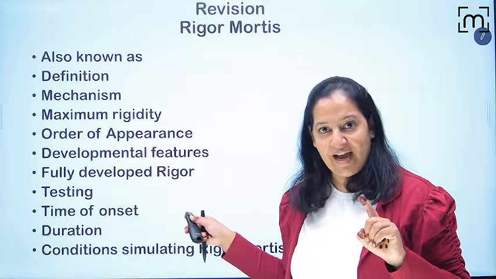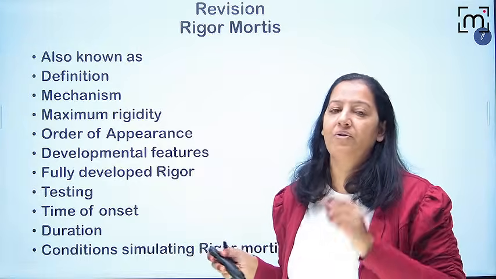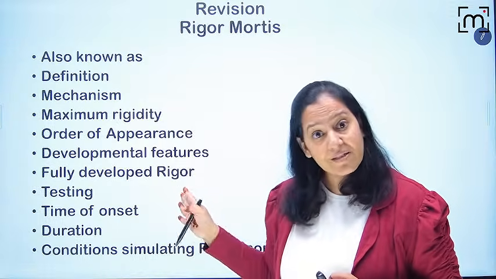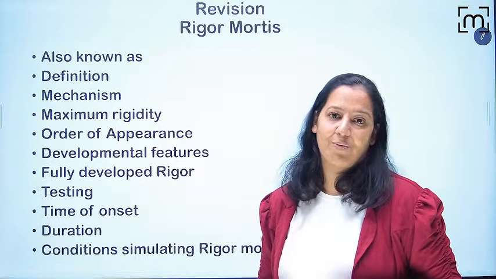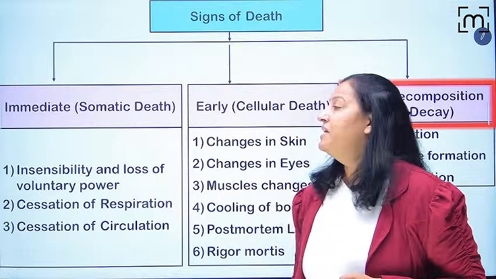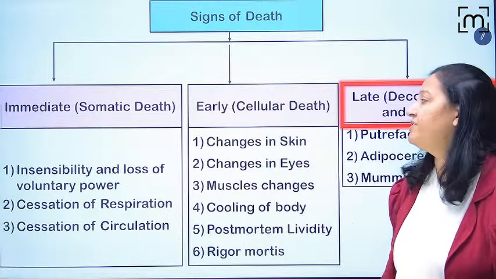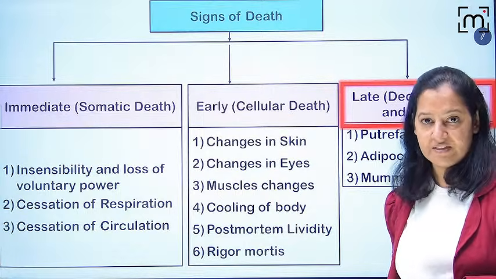If you have written these headings and understood all the things already, you can revise it in just 1 minute. So you make your notes like this. People, this is a way to make the notes. Got it? This is how you can revise. So we are done with the immediate postmortem changes, which are 3 in number, and the early postmortem changes, which are 6 in number.